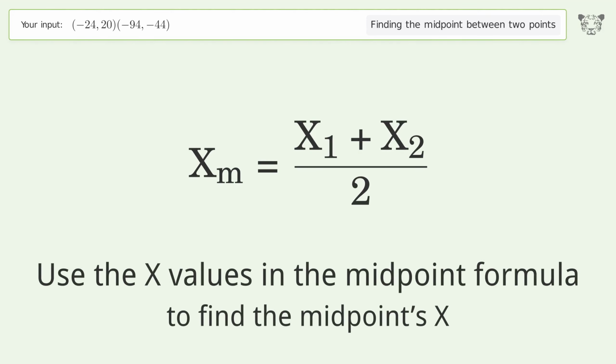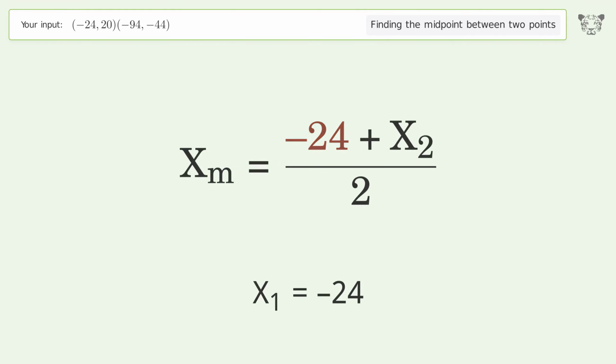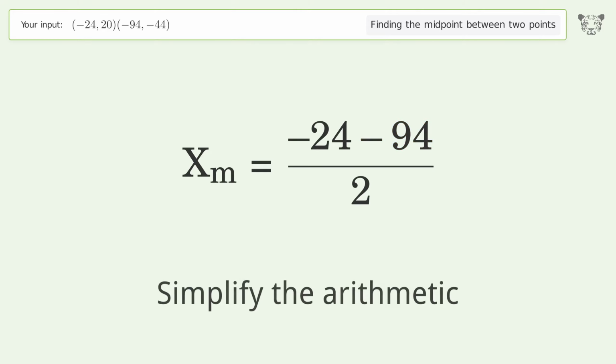Use the x values in the midpoint formula to find the midpoints x. x1 equals -24. x2 equals -94. Simplify the arithmetic.